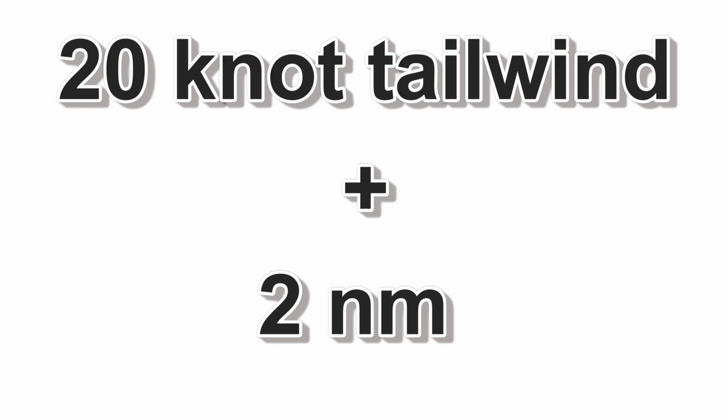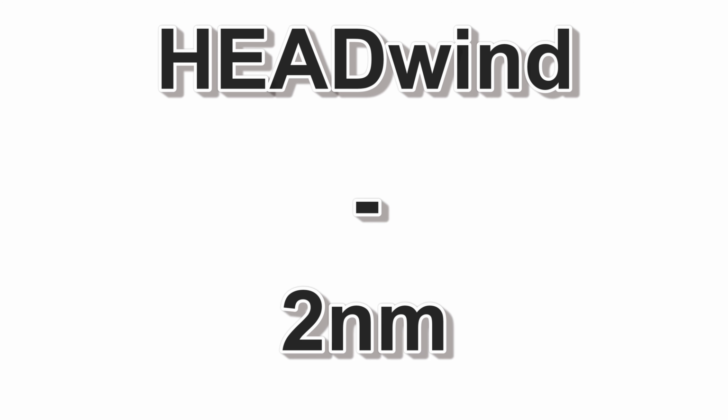The final thing we must take into account is the wind. This is pretty simple. The reduction is only 1 nautical mile for every 10 knots of wind. So if I have a 20 knot tailwind, I would add 2 nautical miles to my descent. If it is a headwind, then I would subtract 2 nautical miles.